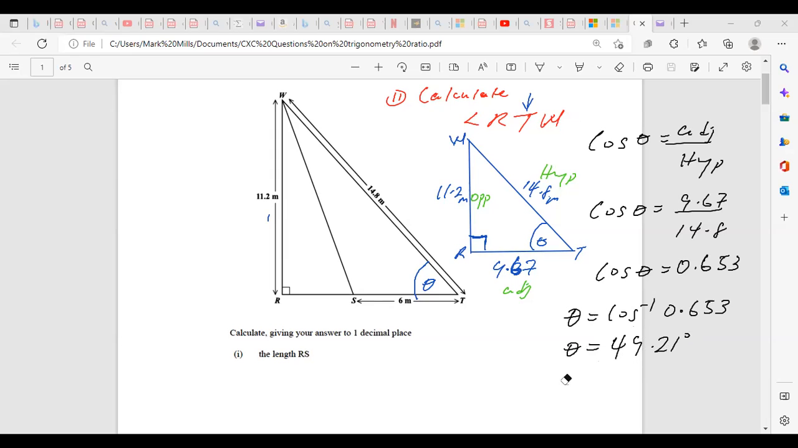Sorry, sir, I made a mistake. So what was it? 49.23. 23, okay. No problem. All right, 23 degrees. We say therefore, angle RTW is equal to 49.2 degrees. Because remember, they say we should put it to what? One decimal what? Please. We get that? Yes, sir. All right, so copy that.